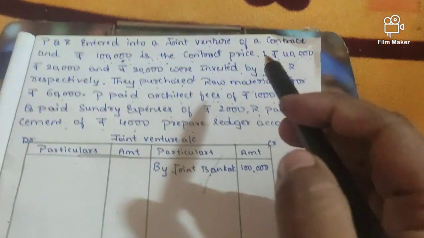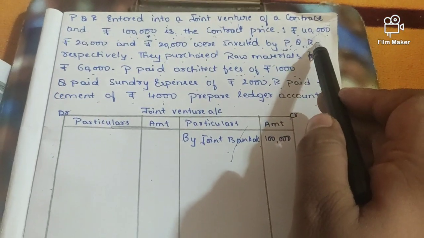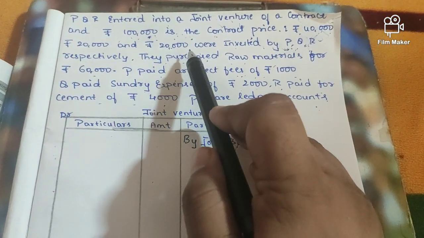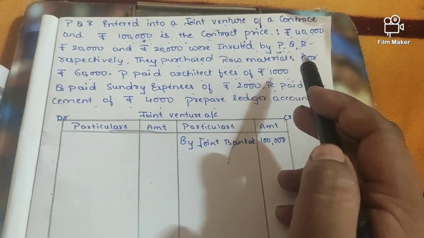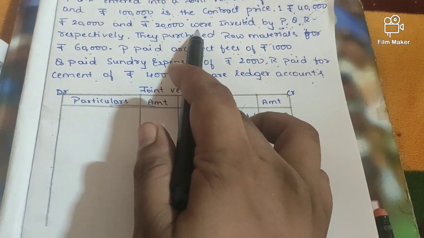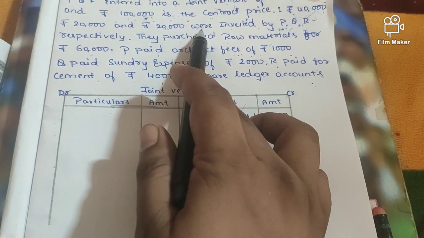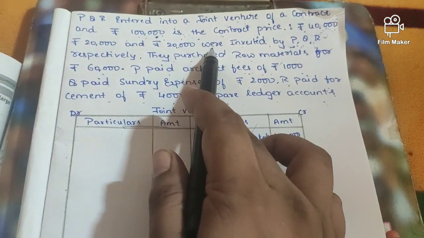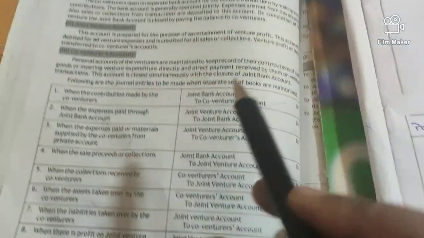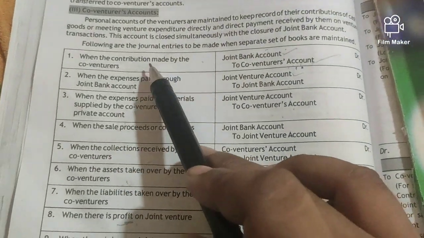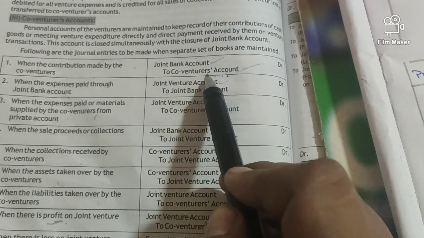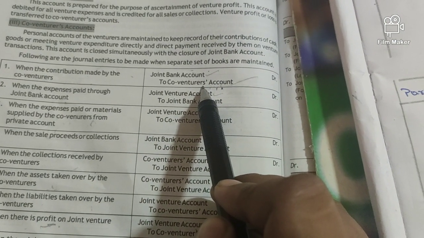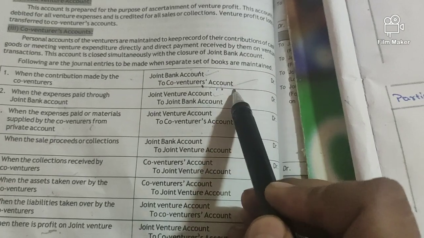After that we have rupees 40,000, rupees 20,000 and rupees 20,000 invested by PQR. So PQR, the co-venturers, invested the following amounts. What is the journal entry? We have seen when they are contributing the amount. When the contribution is made by the co-venturers, the journal entry will be joint bank account debit to co-venturers account.